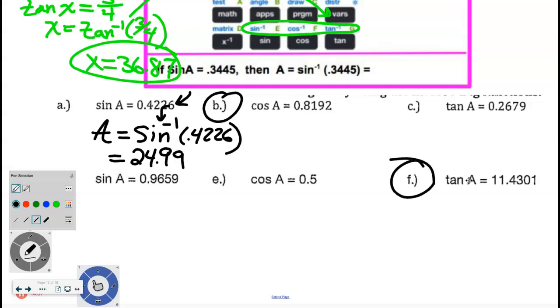I don't think we need to do all 8 of them, or 6 of them. Go ahead and do letter B, and go ahead and do letter F.